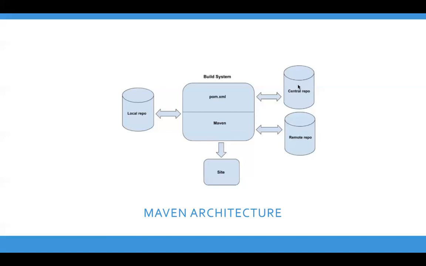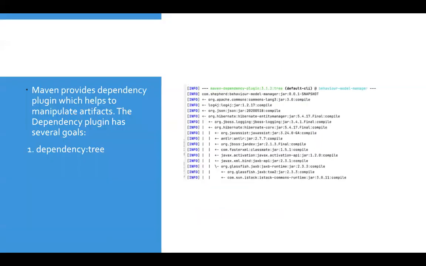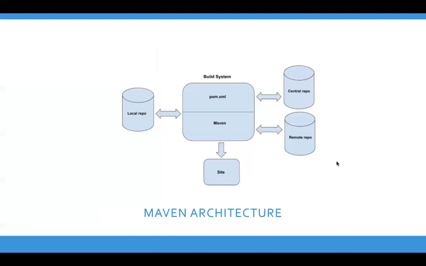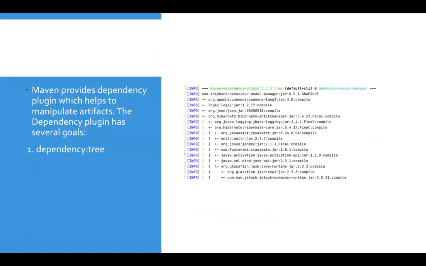So this was about these basic components of Maven architecture. Let's go to the next slide now. Okay. So Maven provides these exclusive features that we have just discussed here. And it also provides us a dependency plugin which helps to manipulate the artifacts.